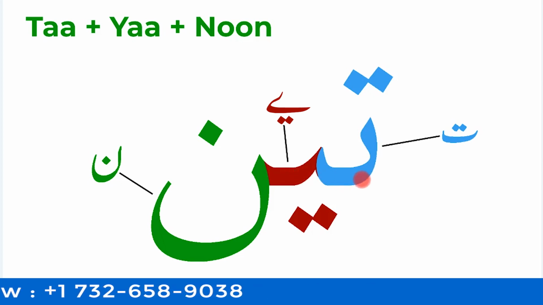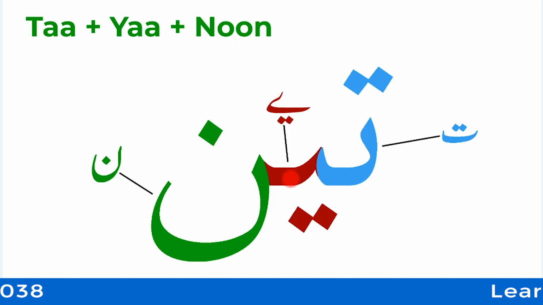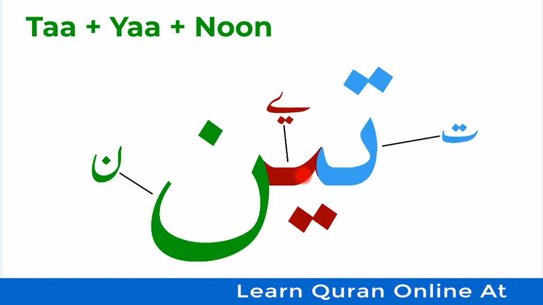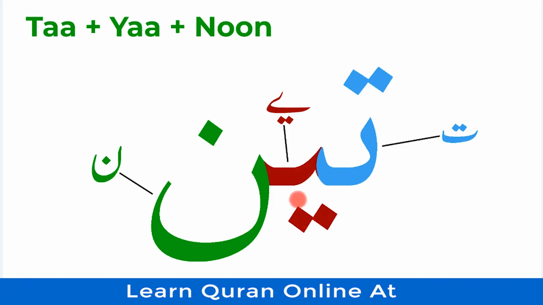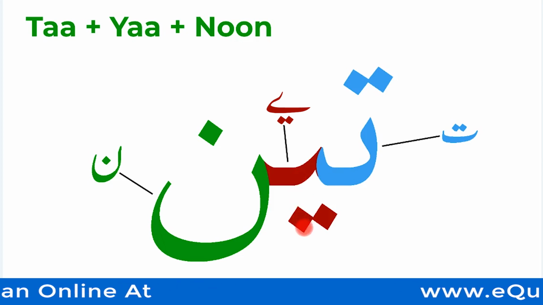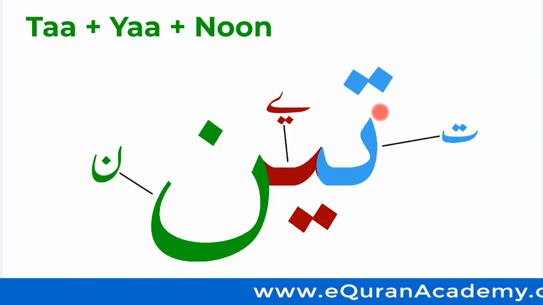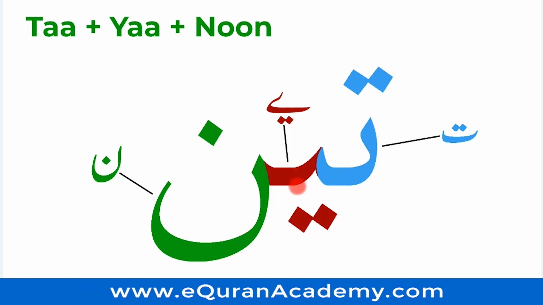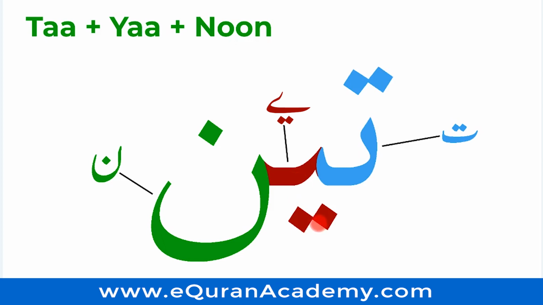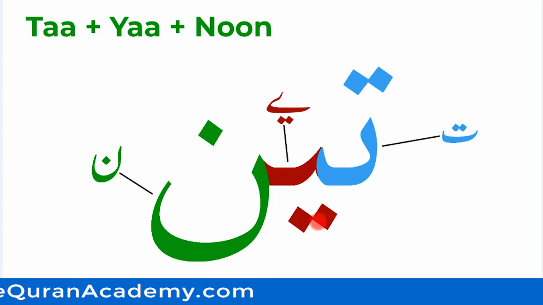Similarly, you can see ta and ya have almost the same shape, but ya is recognized by its dots. Ya has two dots below. Ta has two dots on top. So dots are very significant. You must know which letter has how many dots.